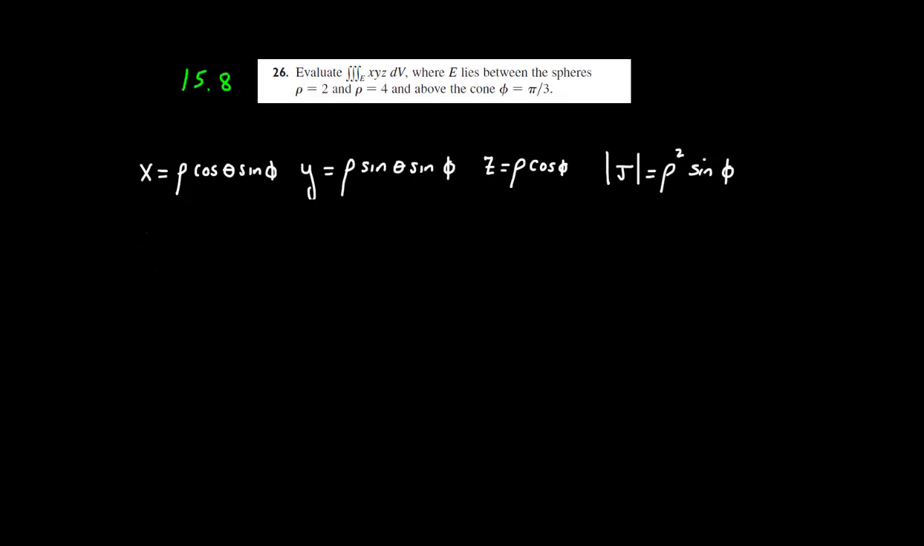Let's take a look at 26. This time, the region bounded is between the spheres. Rho equals 2 means a sphere whose radius is always 2, and a sphere whose radius is always 4. And then they kind of give us the cone in terms of phi. So imagine phi drops down to pi over 3 and then rotates around. So phi is pi over 3 for all theta, and then we have that cone.